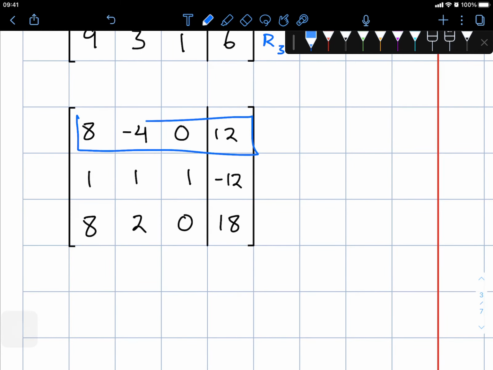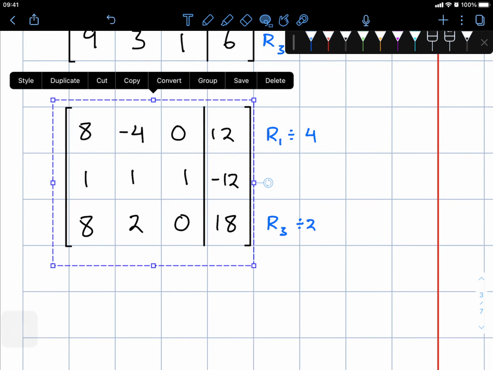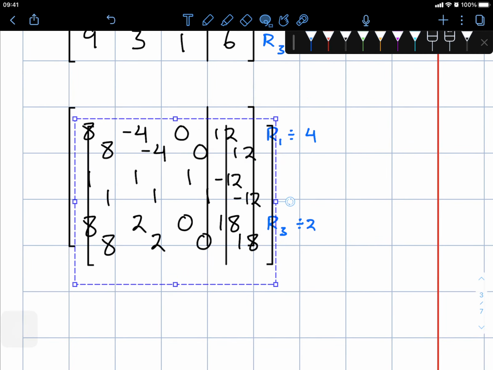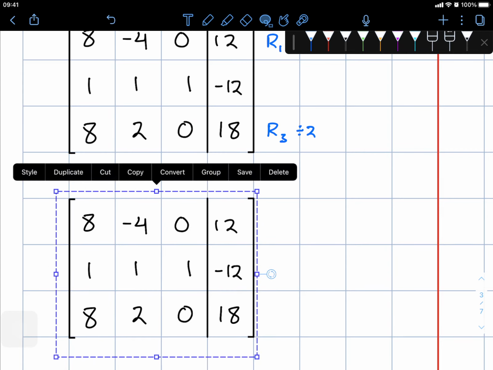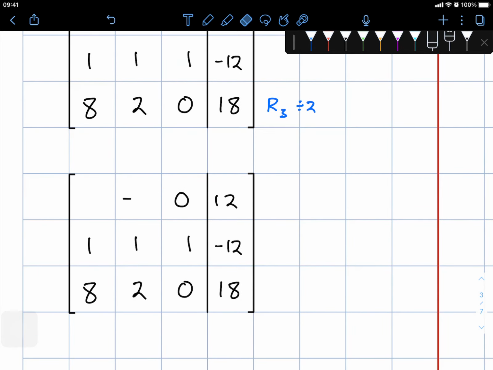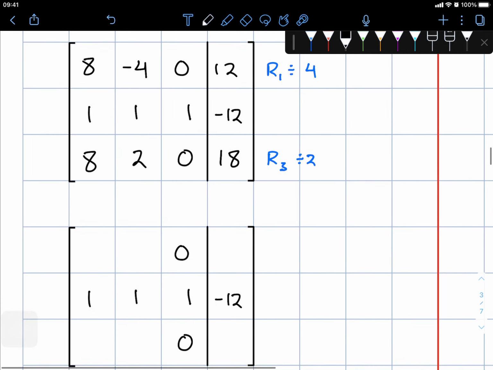Let's divide everything here by 4. Row 1 divided by 4. And for this, I can see I can divide everything by 2. Row 3 divided by 2. So we're going to change the top row and the third row.